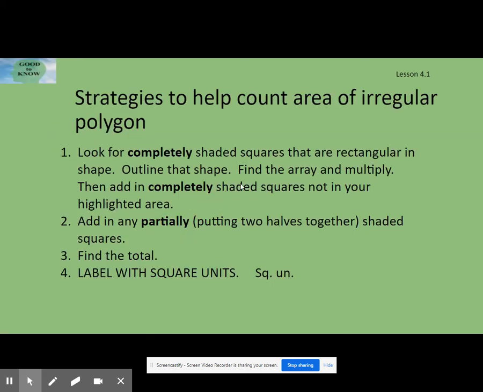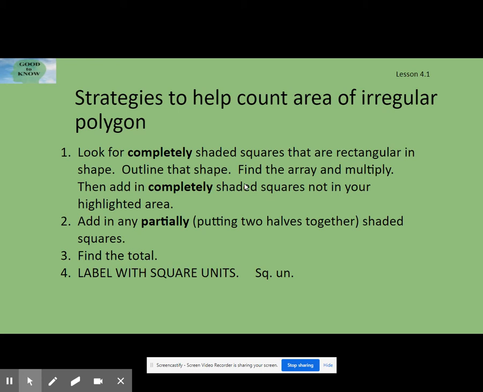Some things to think about is look for completely shaded squares that are rectangular in shape. Outline that shape. Find the array and multiply. We'll be working on that a little bit at the end of today, but for sure tomorrow. There's a secret formula with this.